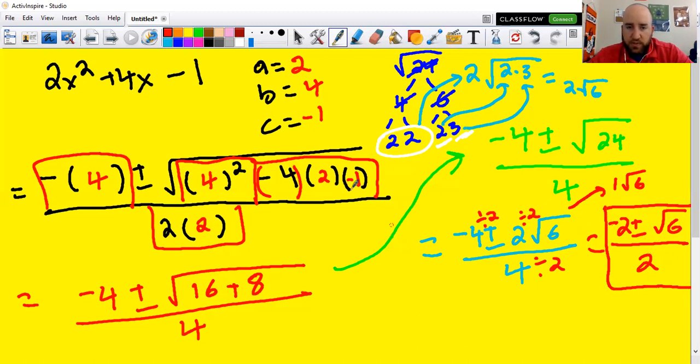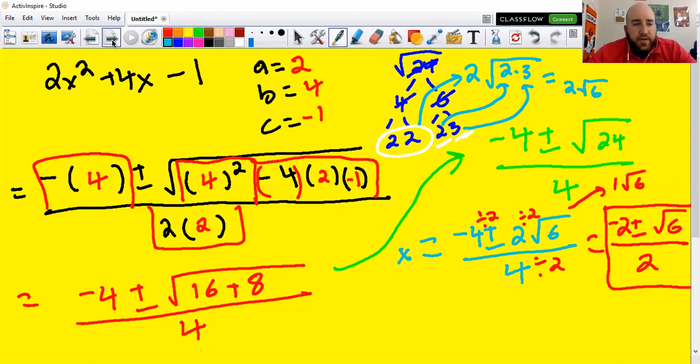X equals, didn't put my X over here. X equals -2 plus or minus the square root of 6 over 2. You can leave it like that. You don't have to turn the square root of 6 into whatever decimal you would get. You can leave it like that as your final answer.